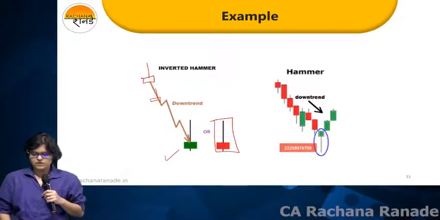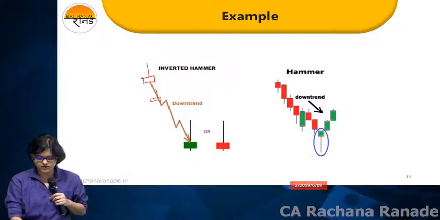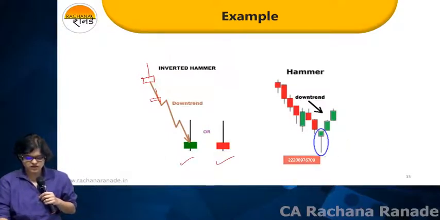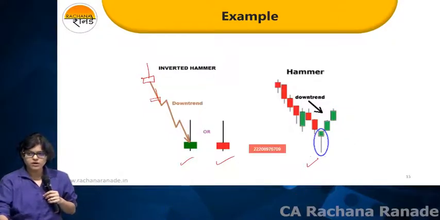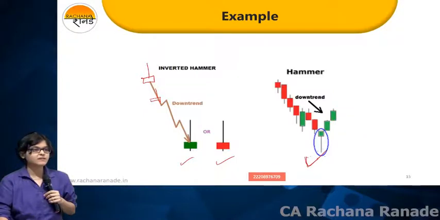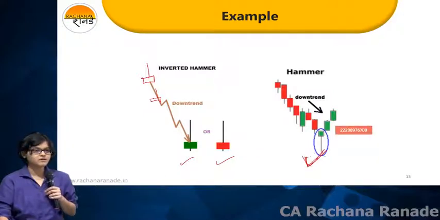Okay. Now let us understand. So this was an inverted hammer. Just check this out. Both these were what? Inverted hammers. Which is this? Hammer. And where has the hammer been formed? At the bottom of a downtrend. Is this an anticipatory buy or a confirmatory buy? Is this an anticipatory buy or a confirmatory buy?